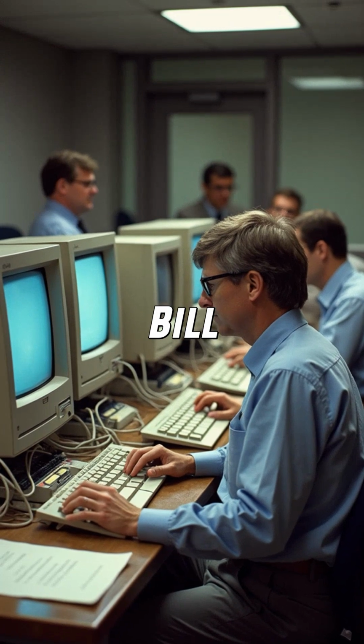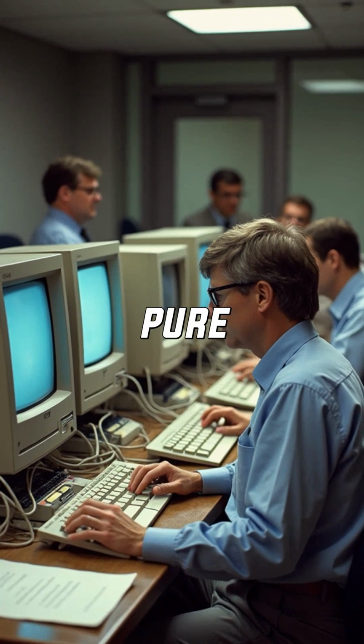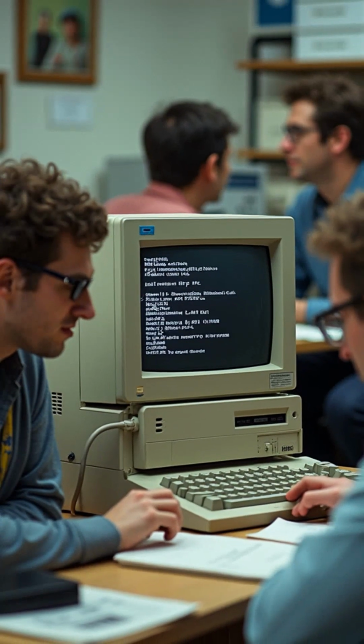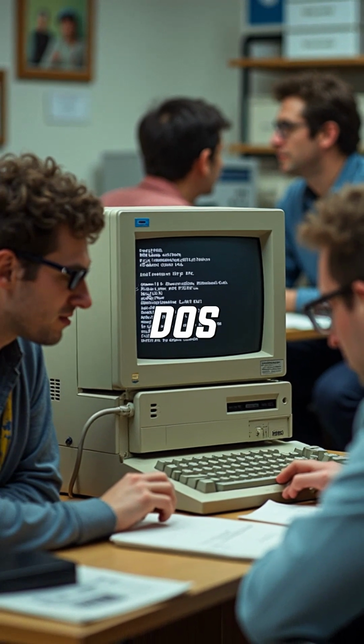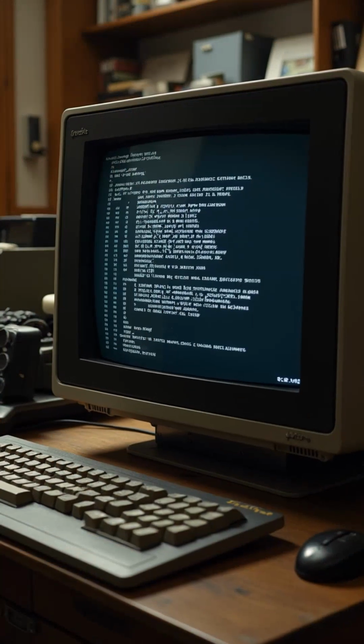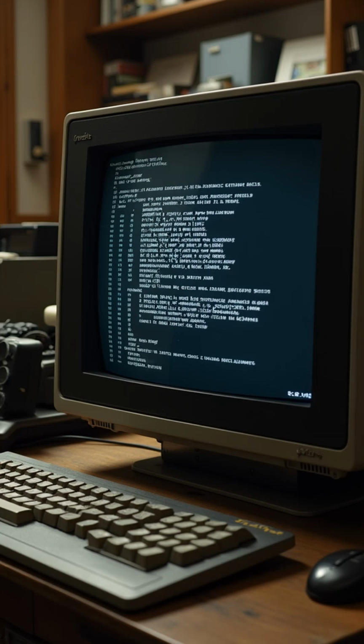Back in the early 80s, Bill Gates and his crew faced a pure uphill battle. PCs were expensive and mostly for super tech geeks. Then boom, Microsoft DOS dropped like a game changer. It was a simple but powerful operating system, making computers easier and cheaper to run.